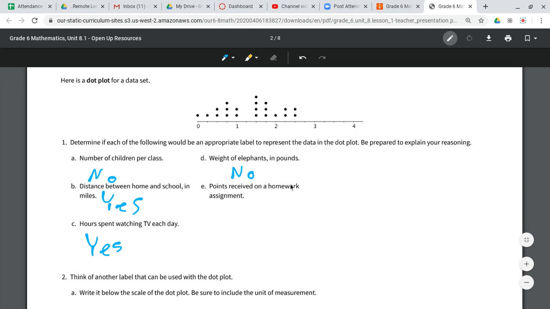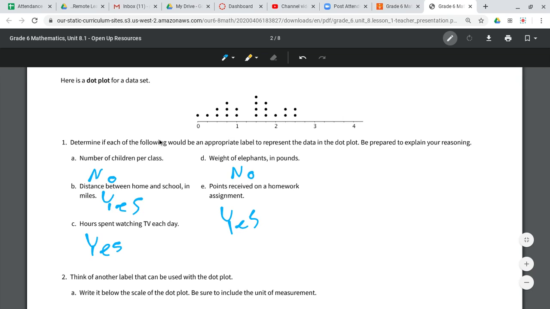What about the points received on a homework assignment? Could you receive 0 points? Could you receive a half? A full point? 2 points? 2.5 points? Yeah, that's possible, depending on what the assignment's out of, or even in some cases, no matter what. It just depends on a student's work. So, looking at dot plots and seeing what they could represent in terms of the data, making sure that you understand what these look like.